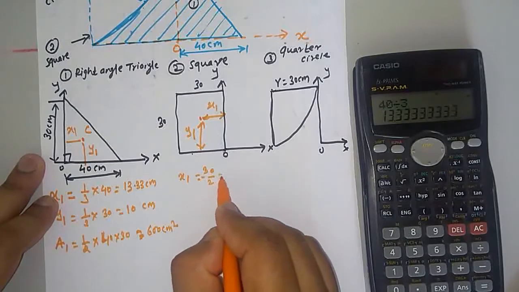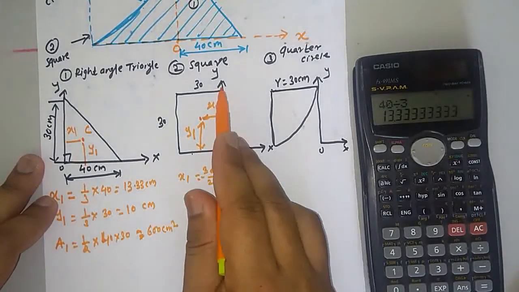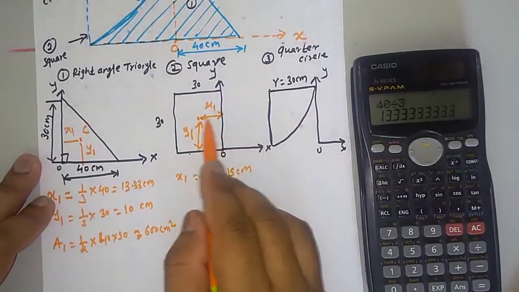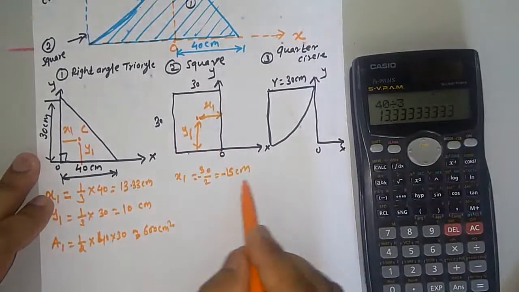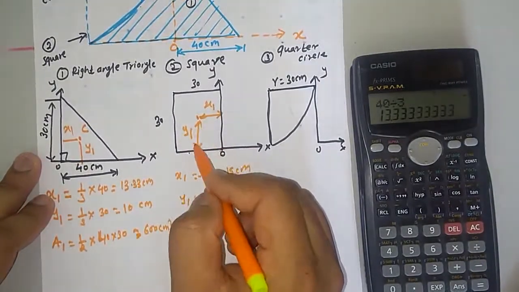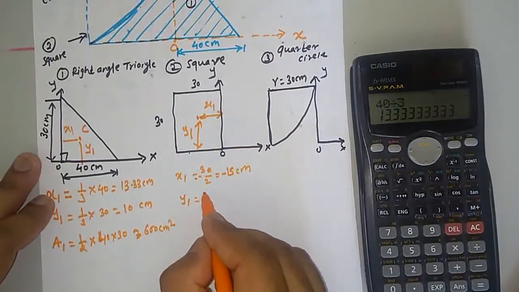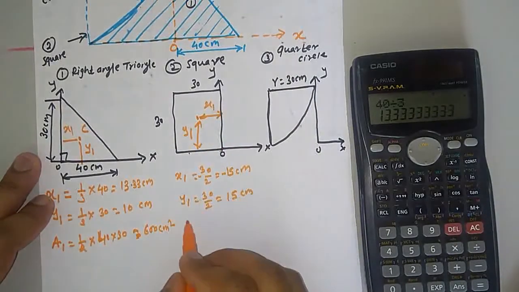Minus 30 by 2, it is minus 15 centimeters. So the minus sign is important. We need to see the axis. So x1 is left of the axis, in the second quadrant, so minus 15. And y1 is above the axis, so plus 30 by 2, it is 15 centimeters.